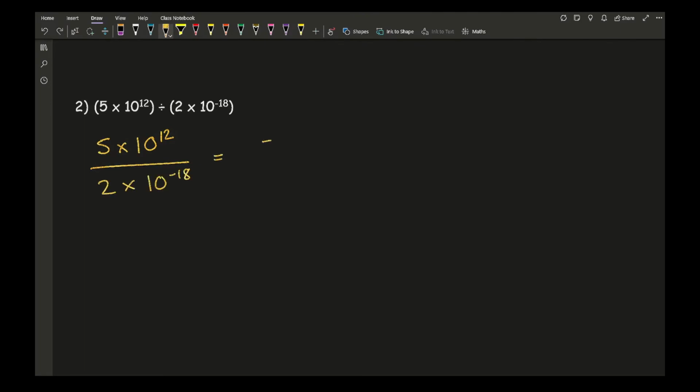And then I'm going to split it up into two fractions where I've got the two base numbers being divided and then the powers of 10 being divided. So again, looking at this, 5 divided by 2 is 2.5 times 10. And then I've got to take away the powers. Now remember, it's the top number minus the second number, or the next second power, I should say.